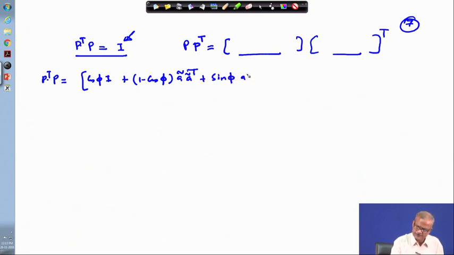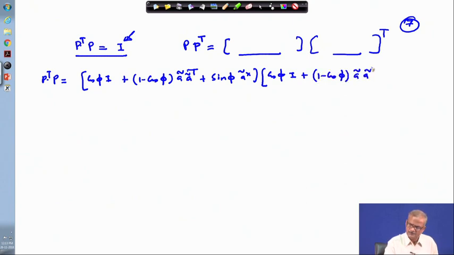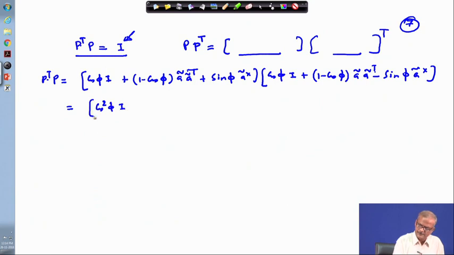So, this becomes A tilde cross cos phi I. So, one by one take the product here. If we take the product, the first term is cos square phi I. Similarly, the other terms we can multiply this with this.